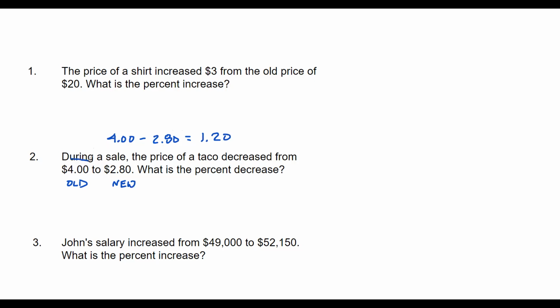And we know that we're always going to use the old amount. So our proportion is going to look like $1.20 over $4 is equal to our percent over 100. A nice thing about these problems is that you're always missing the percent. So it's very consistent that way.